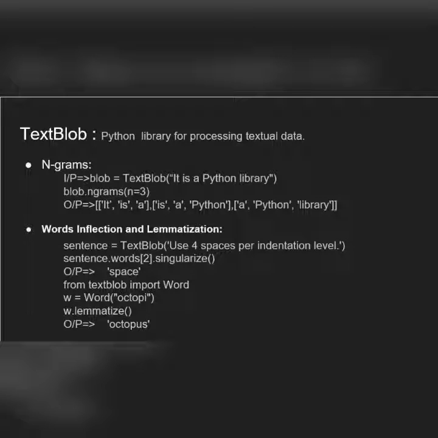TextBlob is a Python 2 and 3 library for processing textual data. You can treat TextBlob objects as if they are Python strings that learned how to do natural language processing. It provides a consistent API for diving into common natural language processing tasks such as part of speech tagging, noun phrase extraction, sentiment analysis, and much more. It also helps in word inflection and lemmatization. For example, the word spaces will be singularized to space. Octopi will be lemmatized to octopus.